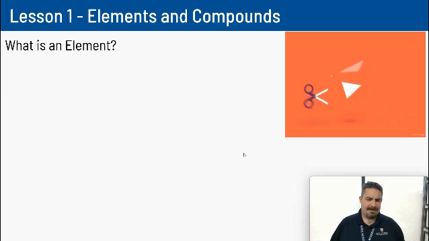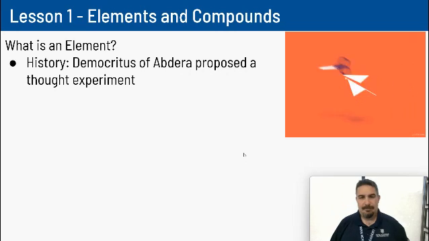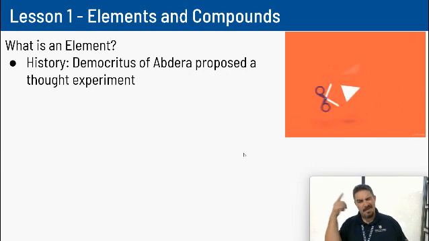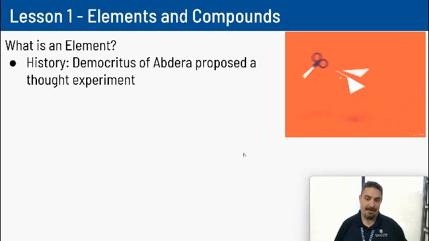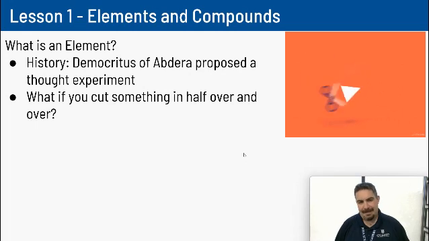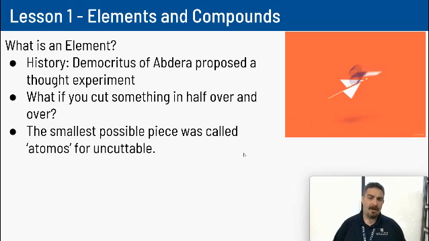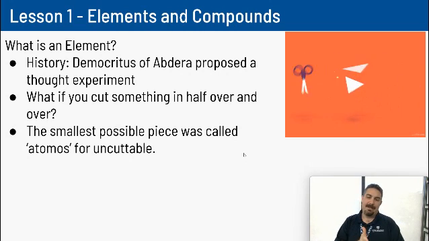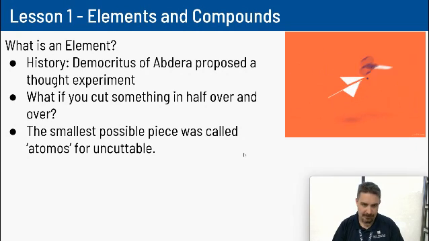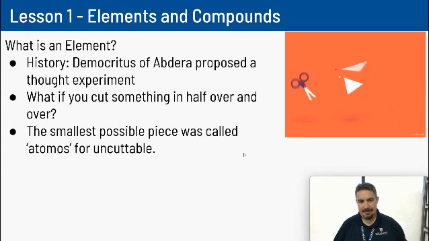Okay? So what's an element? So way back in ancient Greece, Democritus of Abdera proposed a thought experiment. And that means like you think about a thing, you don't actually do it, but you think about it and try to figure out what would happen if it actually did happen. What if you cut something in half over and over and over? And unlike our little GIF here, it doesn't magically regrow back to its old size. The smallest possible piece, when you could stop cutting it, because at that point it would stop being water, it stopped being salt, it stopped being sugar, right? At the point where you can't cut it anymore, they called it atomos in Greek.